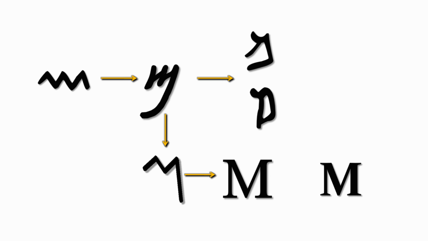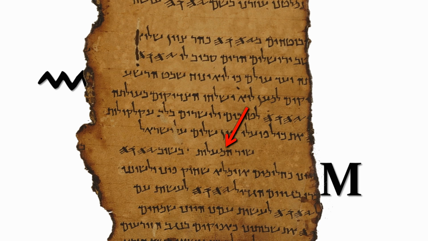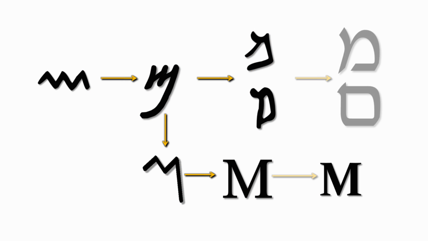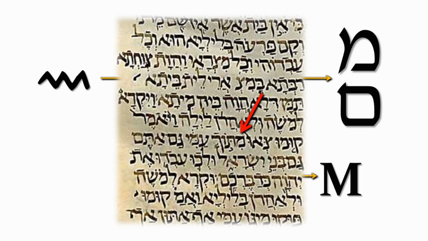In this script, the letter has two forms, the normal form at the top and the final form at the bottom when it appears at the end of a word. The normal form can be seen here in the Dead Sea Scroll, and the final form at the end of the word Shalom. The Late Hebrew then evolved into the modern Hebrew letter, also with two different forms. The normal form appears here in the Aleppo Codex and here in its final form.